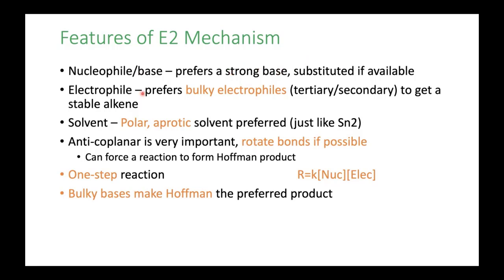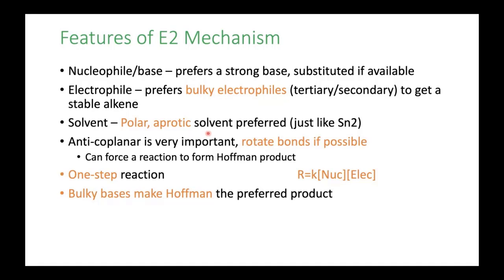The electrophile actually prefers bulky electrophiles, tertiary or secondary, because it wants a stable alkene. There can be instances where you do an E2 mechanism on a primary carbon, but those are rare, and we'll go over differentiating in just a second. For solvent, we want polar aprotic, just like SN2, because we have a charge on our nucleophile or base, and if it was polar protic, it would solvate and get in the way and slow down the reaction. Anti-coplanar is very important.